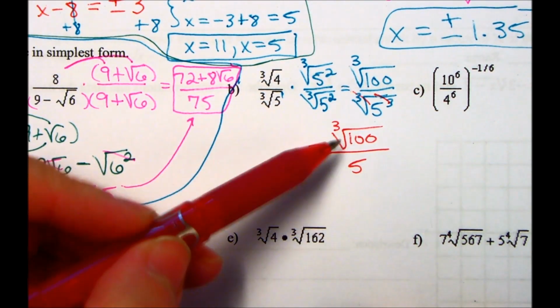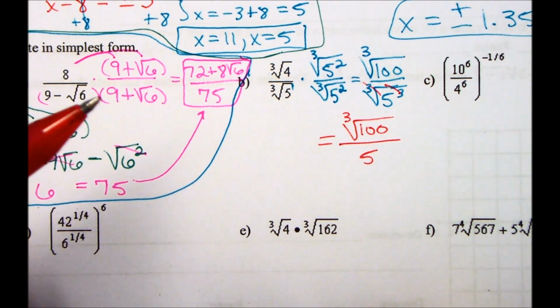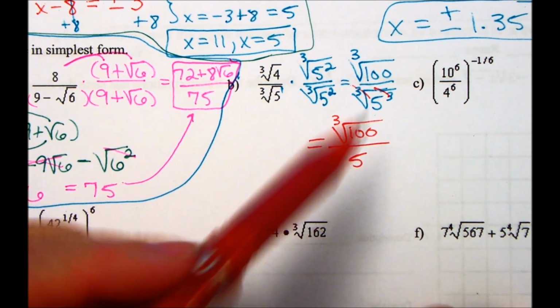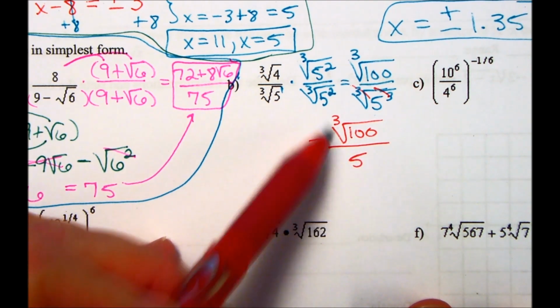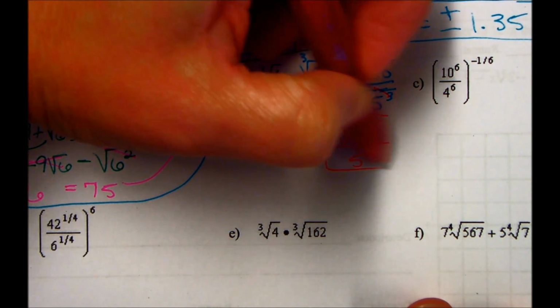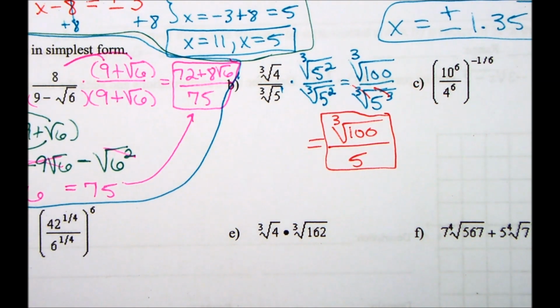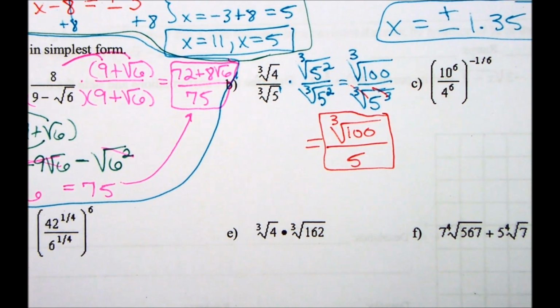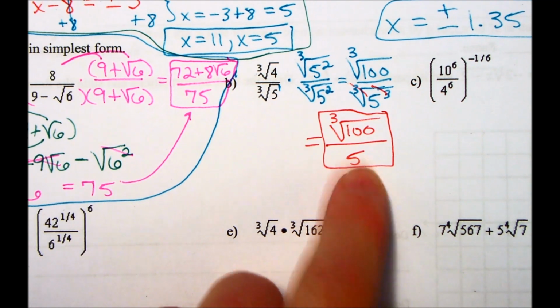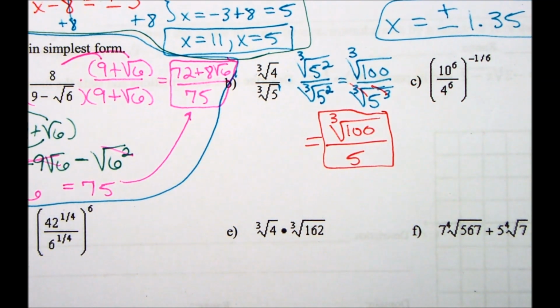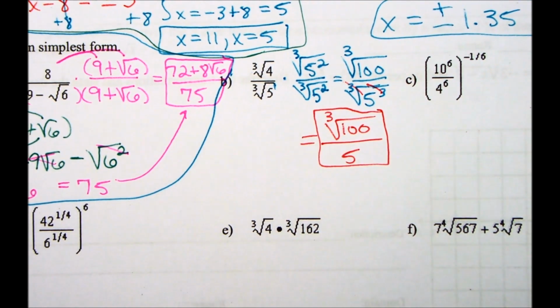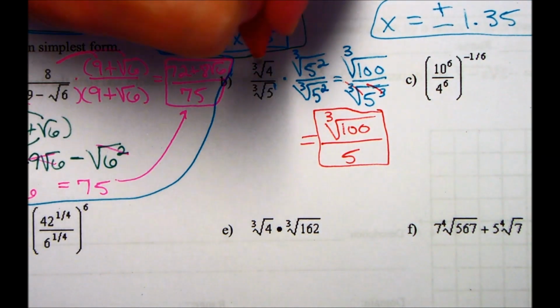Now keep in mind, some of you might think, can't we reduce that? No, you cannot. Don't do it. This is a cubed root. This is a whole number. So they are not like terms. You cannot do anything to simplify that. So it's just cubed root of 100 over 5, and you're done. Again, there's no radical in the denominator, there's no fraction under the radical, and 100 does not have any factors that are perfect cubes. Those were the 3 conditions to be in simplest form.